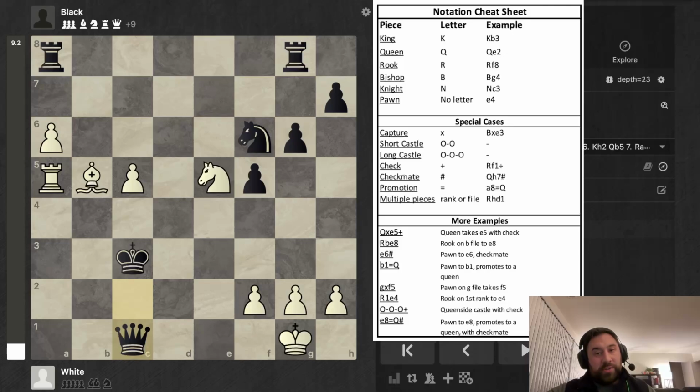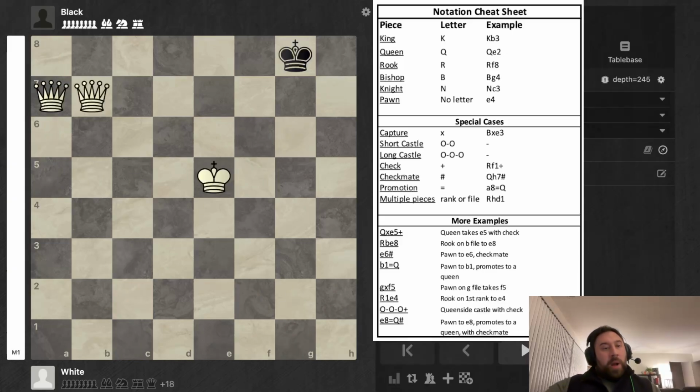And that one was intentional. Again, most of your moves, most of the time when you're recording a game, it's going to be pretty normal stuff, but every once in a while you are going to get into some of these weird cases and you need to understand how to notate them properly.